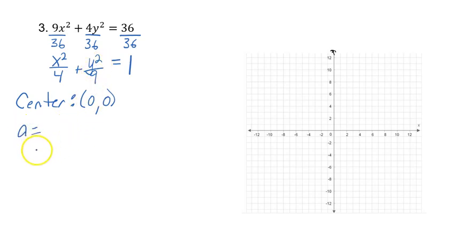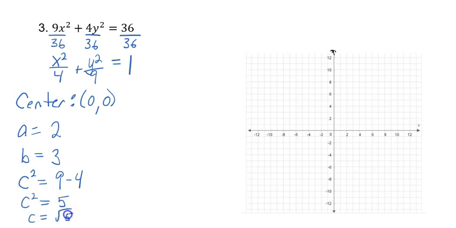What is A? 2, because that is the square root of 4. What is B? 3, because that is the square root of 9. Again, I want to go with c squared equals big minus small, so in this case it would be 9 minus 4. So c squared is 5. C is the square root of 5, which is about 2.2.